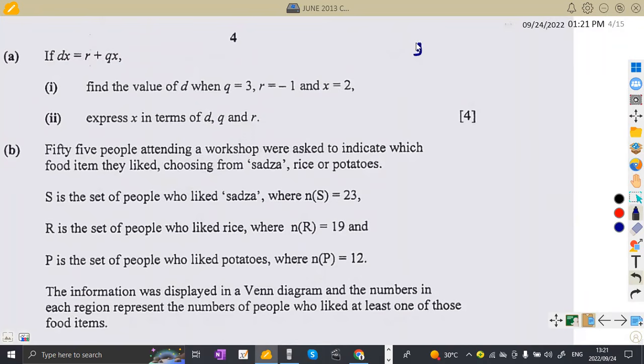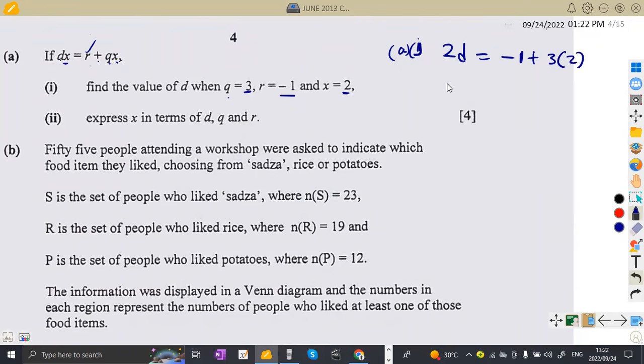So this is item 1. You're just going to substitute these values. We've got the value of x here, which is 2. So it's going to be 2 times d, because we want to find the value of d. The x that we are given, which is 2, is going to multiply this d. So it's going to be 2d is equal to r here. Our r is -1. So it's -1 plus qx. Qx means q times x. Our q is 3, so it's going to be plus 3 times x, which is 2. So that's what you're going to have in this case.